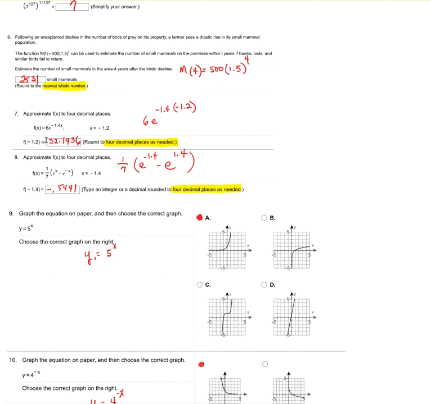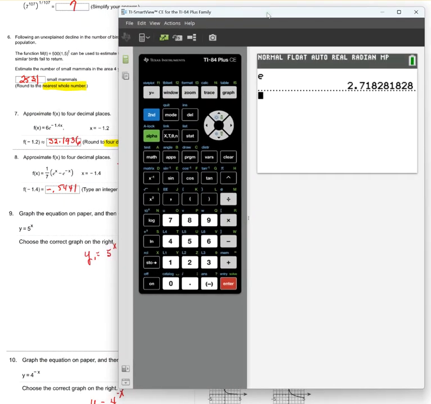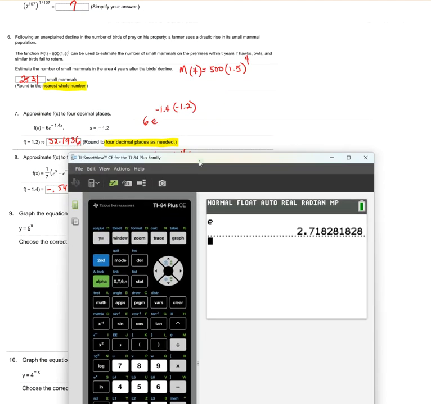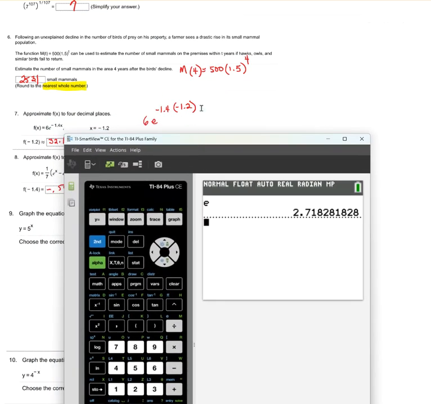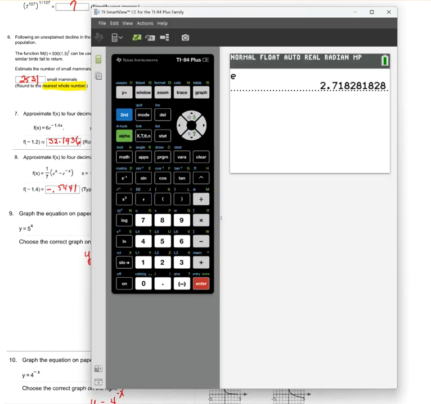Number 7, approximate this to 4 decimal places. If f of x is 6e to the negative 1.4x and x is negative 1.2. So let's do that one on the calculator just so you can see what that looks like. I'm going to move over this much so I can see. And so I've written it right here for what you should put in, but let's just do, whoops, hello. Let's go back. All right, so let's clear that.